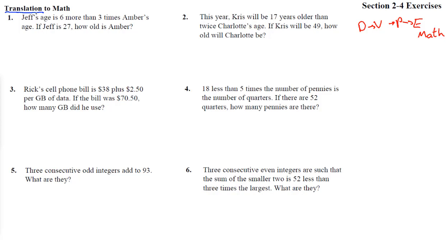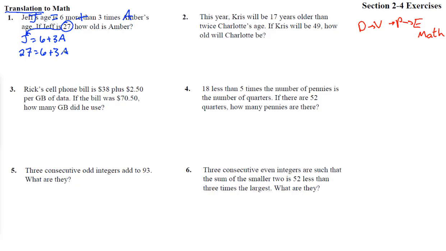Jeff's age, that's J, is 6 more than 3 times Amber's age. So J equals 6 more than 3 times Amber's age. Jeff is 27. So that tells us what J is. So we get 27 equals 6 plus 3A. Oh my goodness, look at what we have here. We've now, through translation and substitution of that 27, we now have an equation we know how to solve. Yeah, we can do it.